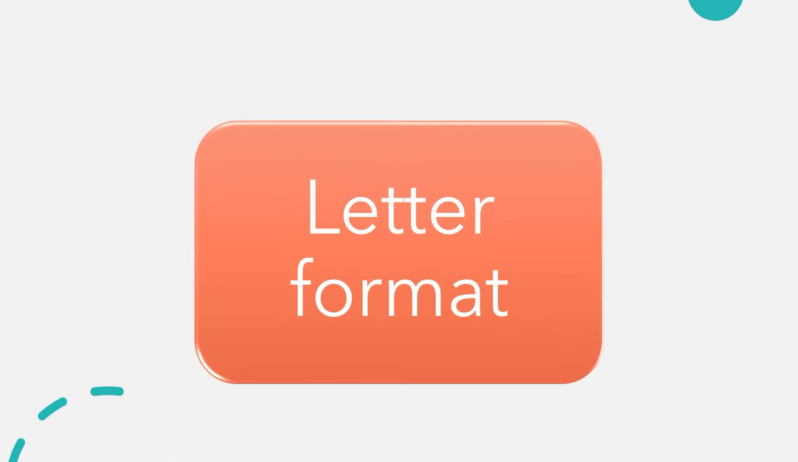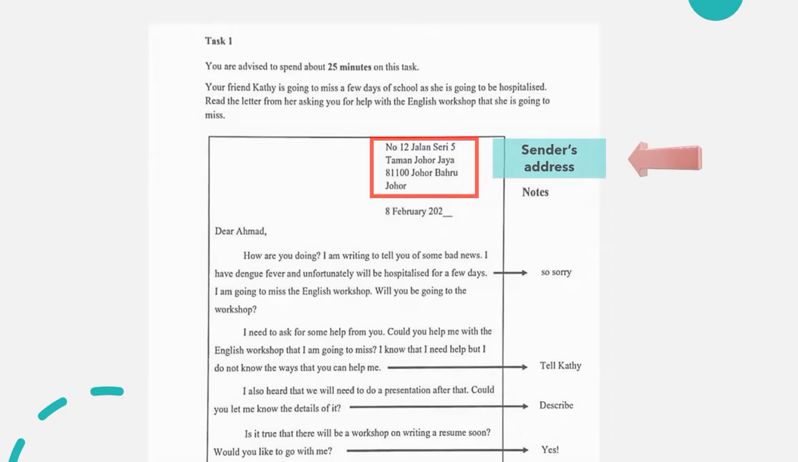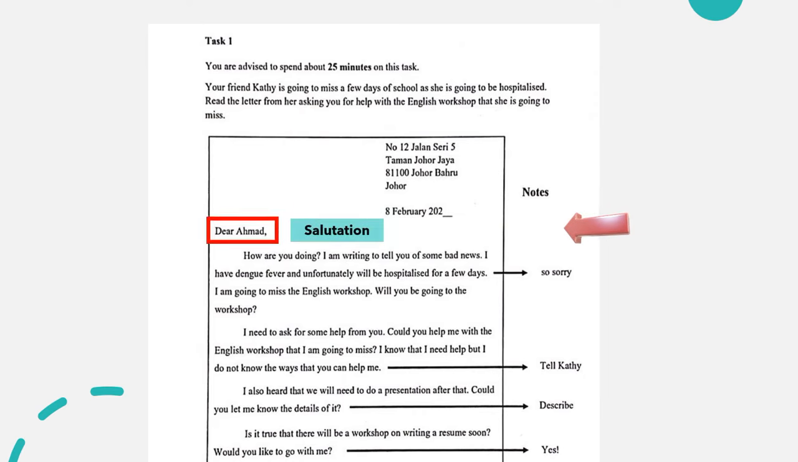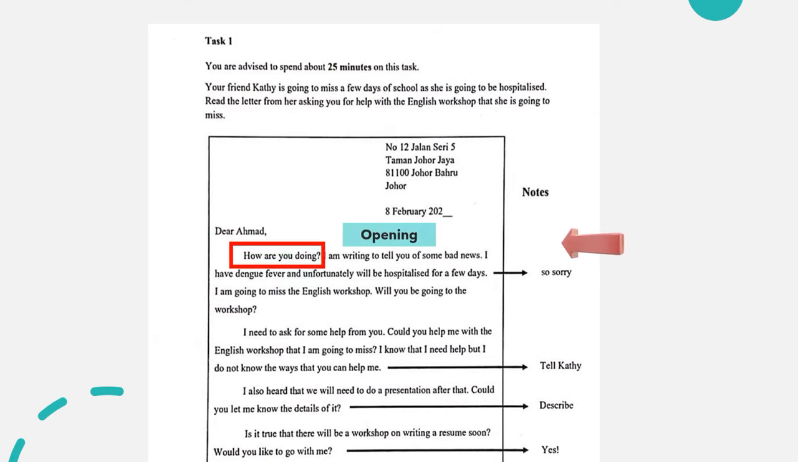Let's now look at the format of a letter. This is the sender's address. The sender's address is written at the top right-hand corner of the letter. Directly underneath is the date. Remember to spell the month correctly. Next is the salutation. Dear Ahmad. After this, you can start your letter.